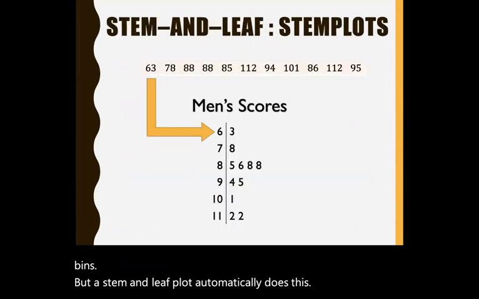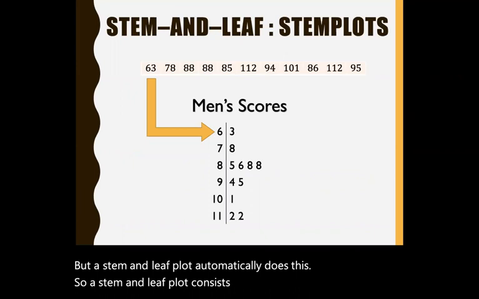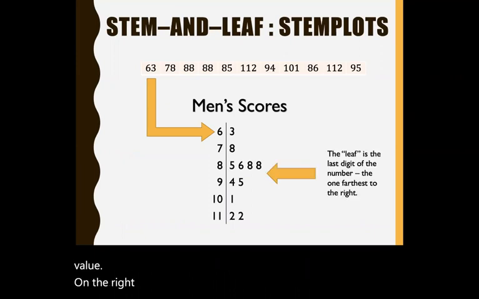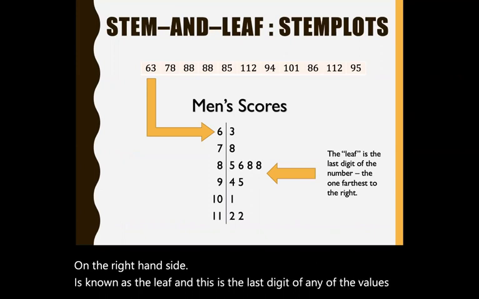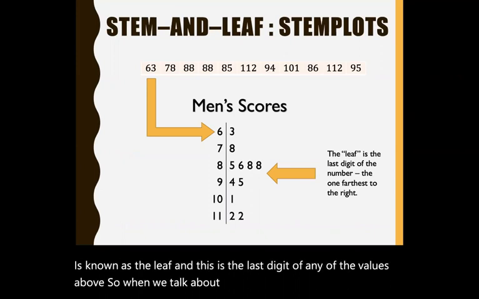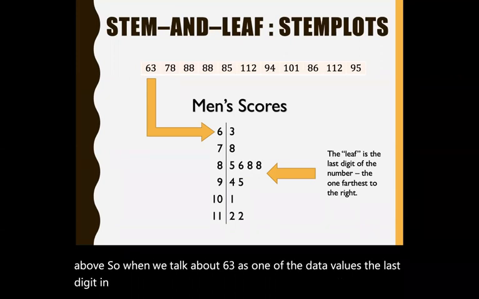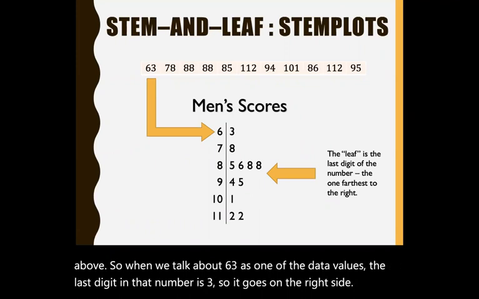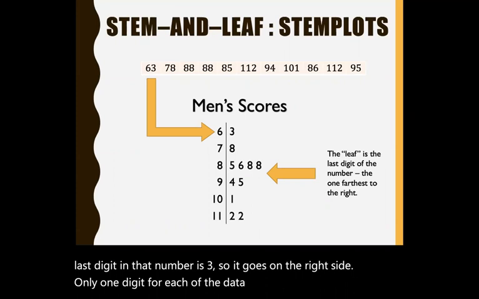So a stem and leaf plot consists of two pieces of the numeric value. On the right-hand side is known as the leaf, and this is the last digit of any of the values above. So when we talk about 63 as one of the data values, the last digit in that number is 3, so it goes on the right side. Only one digit for each of the data values goes on the right side.